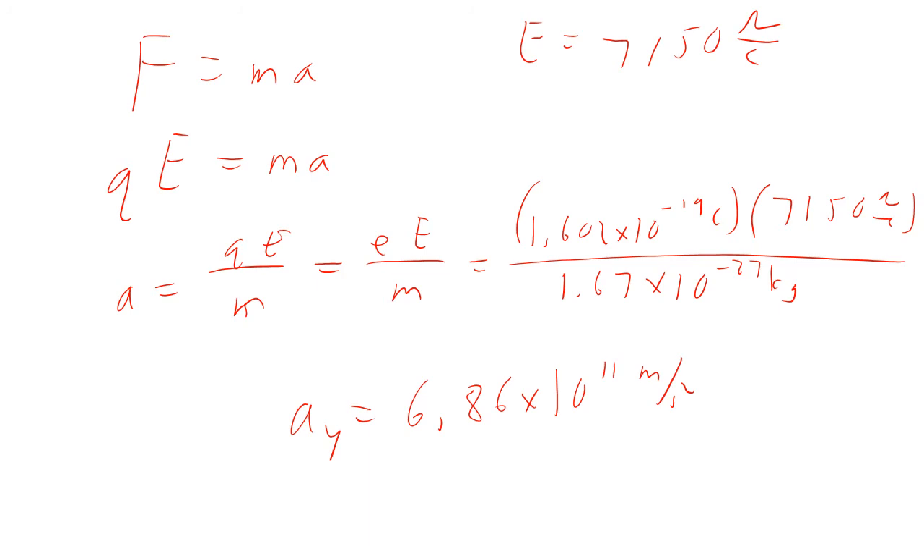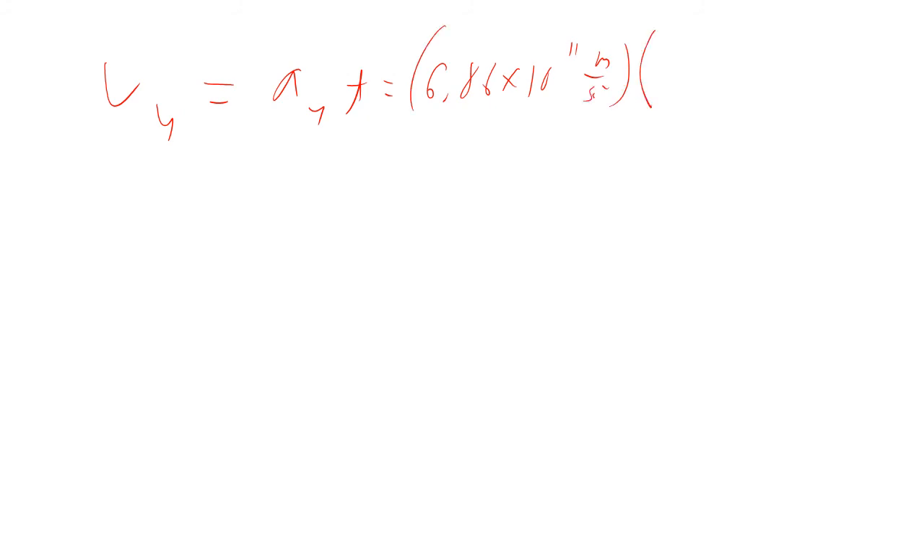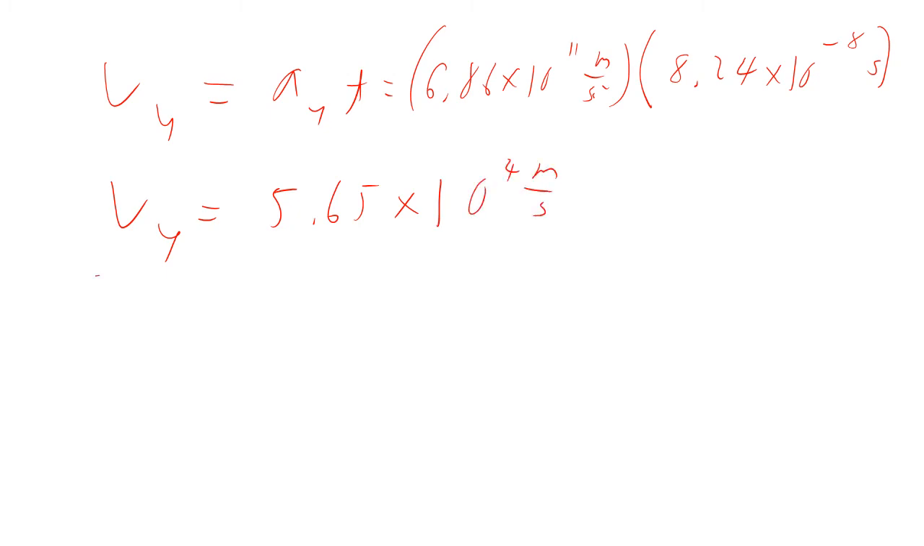Okay, so now we're ready to put all the stuff together. That would tell us now that Vy, which is Ay times time, is going to be the 6.86 times 10 to the 11 meters per second squared times the time, which we already figured was 8.24 times 10 to the minus 8 seconds. So Vy is going to be 5.65 times 10 to the 4th meters per second.